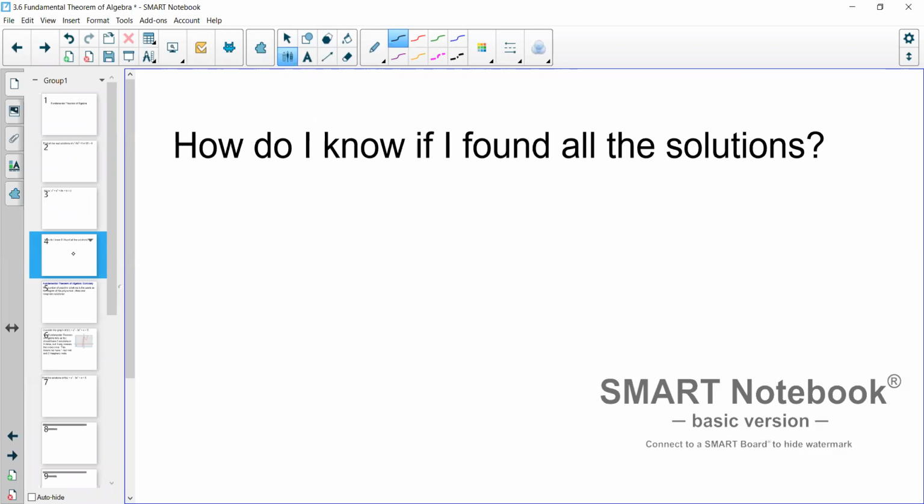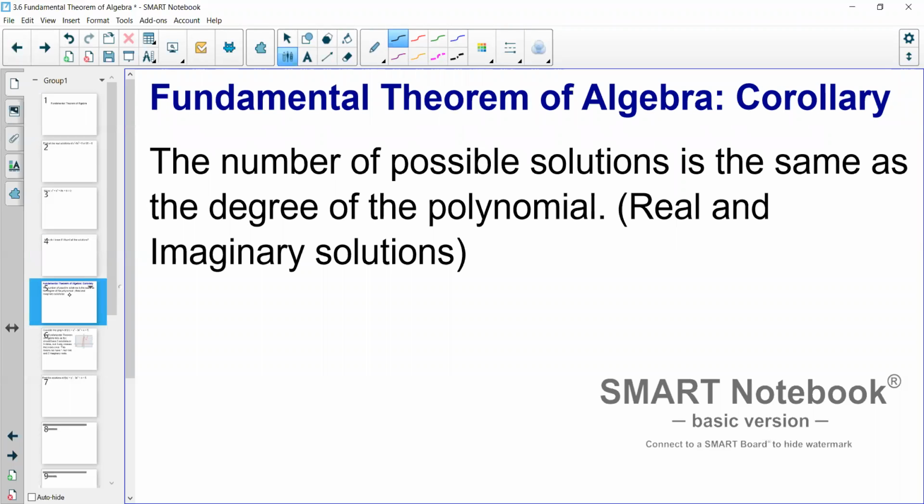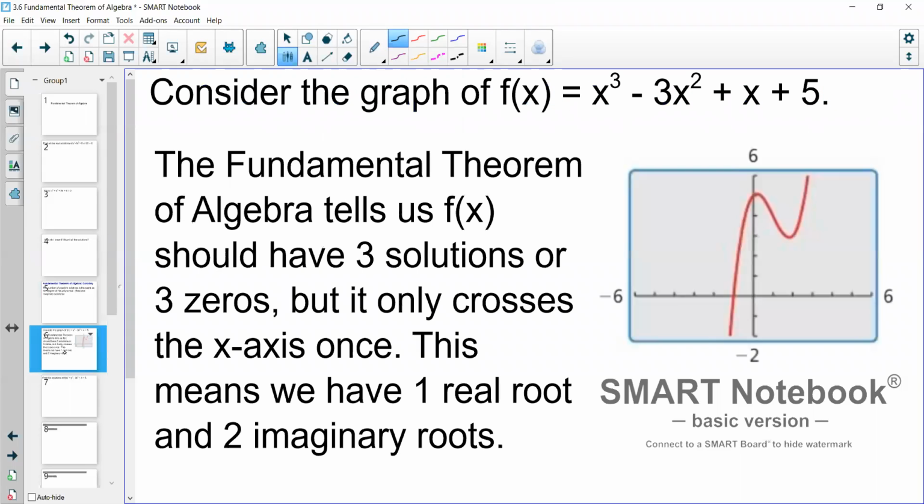Well, we have something called the fundamental theorem of algebra. That theorem talks about a couple of different things, but overarching, a corollary of it says that the number of possible solutions is the same as the degree of the polynomial, both real and imaginary solutions. So by the time we finish finding our solutions, we should have the same number as the degree. With that being said, I want to take a look at this problem here.